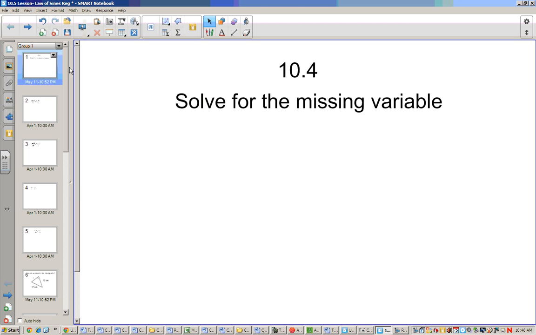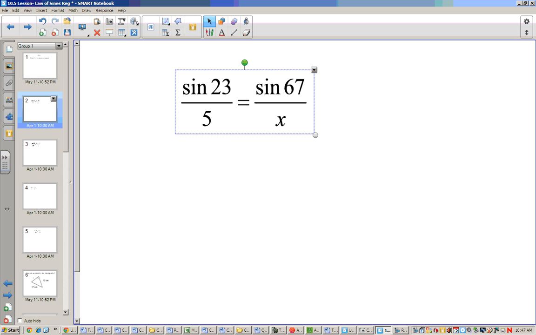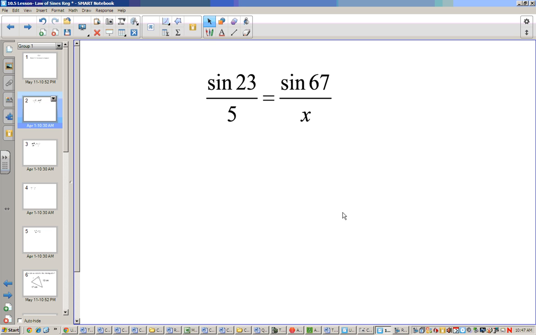Hello. Today, for our level 1, we're going to solve for a missing variable. Now this will help us in the next section when we use law of sines. So in this situation, we have the sine of 23 over 5 is equal to sine of 67 over x. We want to find that value of x. Well, the first thing I would do is I would find the sine of 23 and sine of 67.